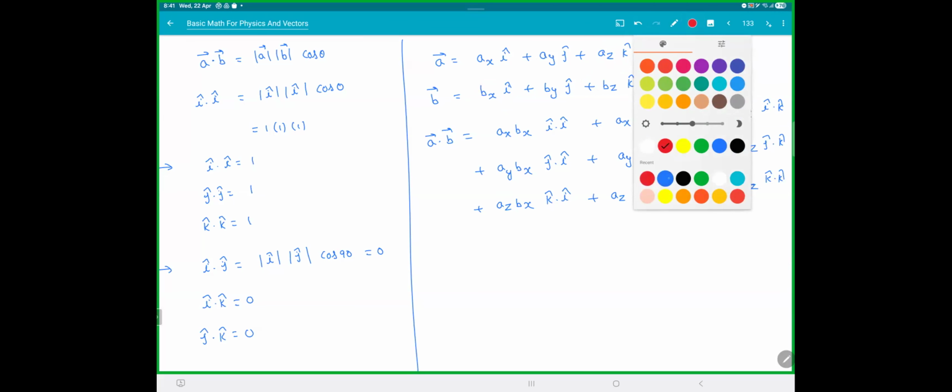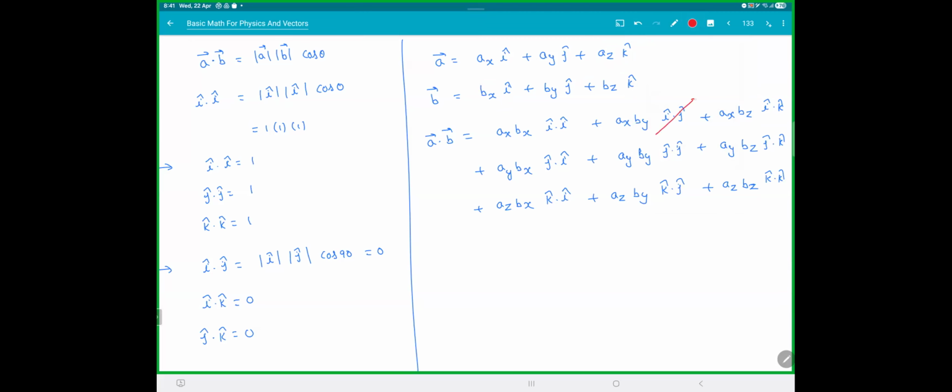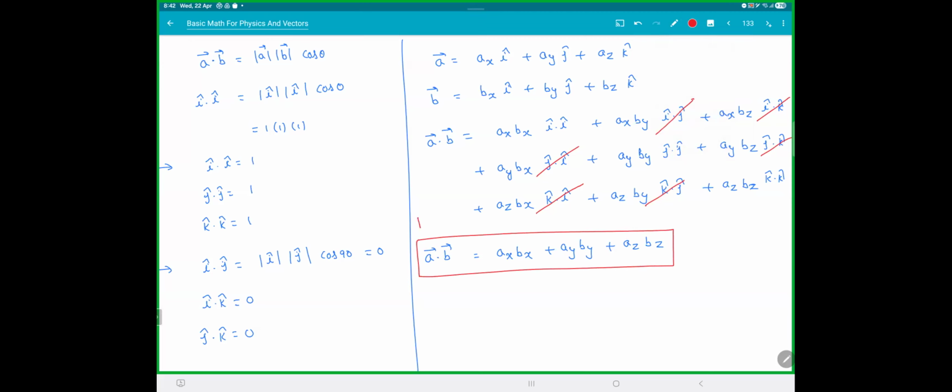You can clearly see here, this term becomes 0. This is 0, 0, 0, 0, 0. Agreed? And you're just left with i dot i is 1, so this becomes ax bx plus ay by plus az bz. So that's the easy way to remember. You just multiply the i coefficients, j coefficients, and k coefficients. This is how you get a dot product. So if I give you two vectors and ask you what is a dot b, this is what you do. Okay with this?